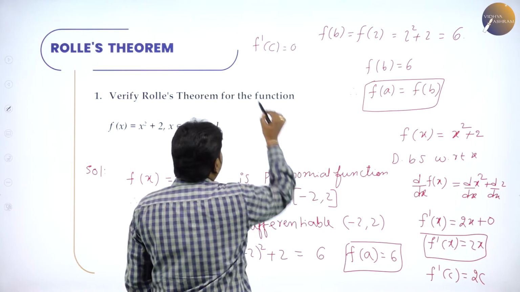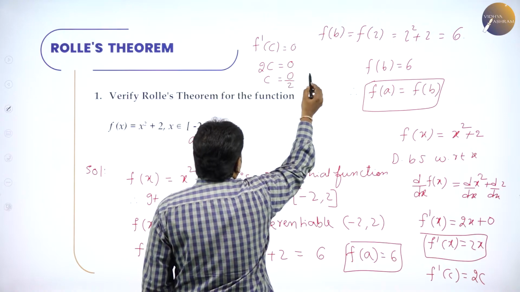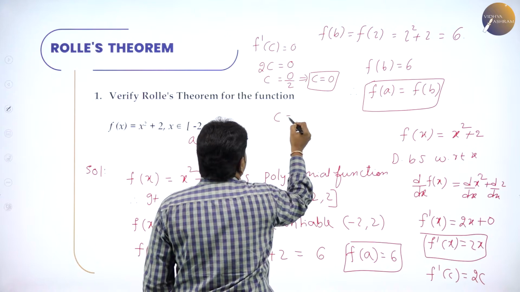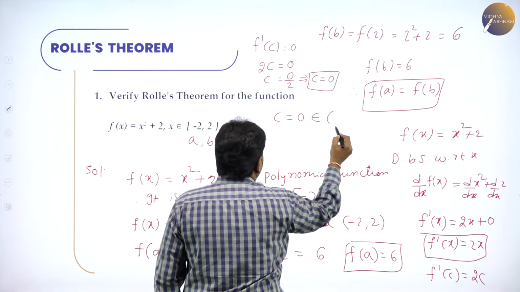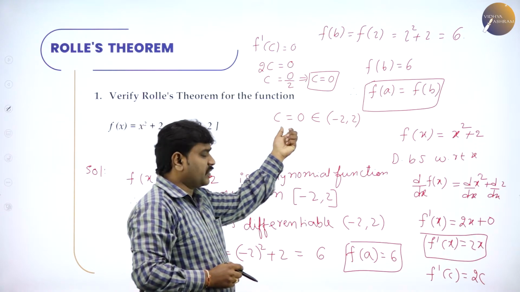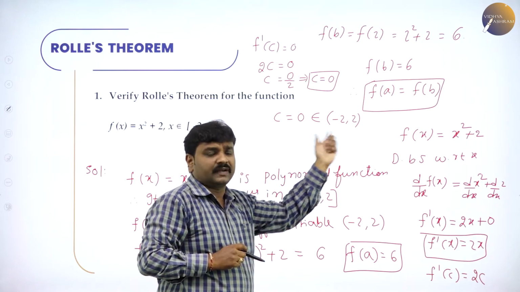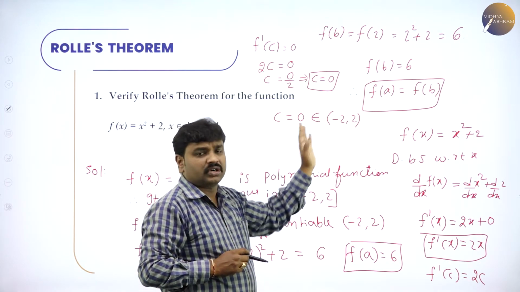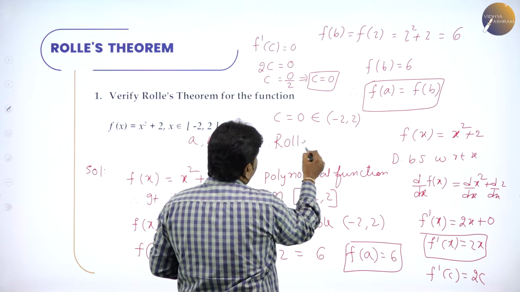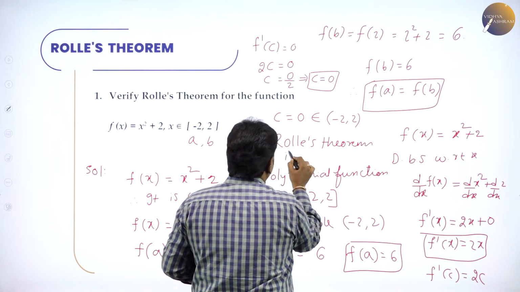What is f dash c? 2c. 2c is 0. What is c? 0 divided by 2. That implies c is exactly 0. You got c. And that c equal to 0 belongs to the open interval minus 2 to 2. Do you agree or not? The c value is 0. 0 is a number between minus 2 and 2. It should lie in the open interval. So 0 is a number between minus 2 and 2. Therefore, what is the conclusion? Rolle's theorem is verified.